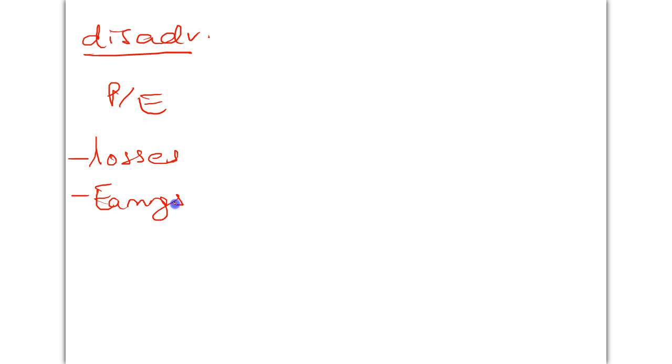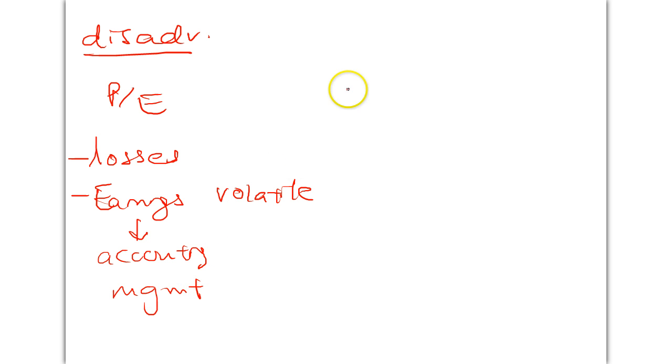So disadvantages. As mentioned, for the PE ratio, when companies make losses, you can't use this. And the earnings, the E, can be very volatile, because they can be manipulated by different accounting standards and rules, and also by management. We'll learn more of this in your accounting subject.